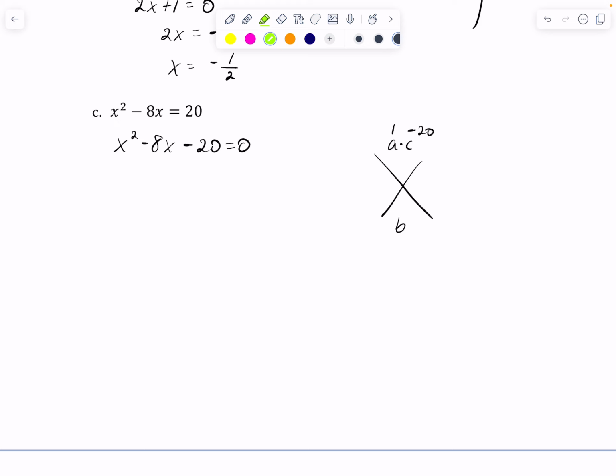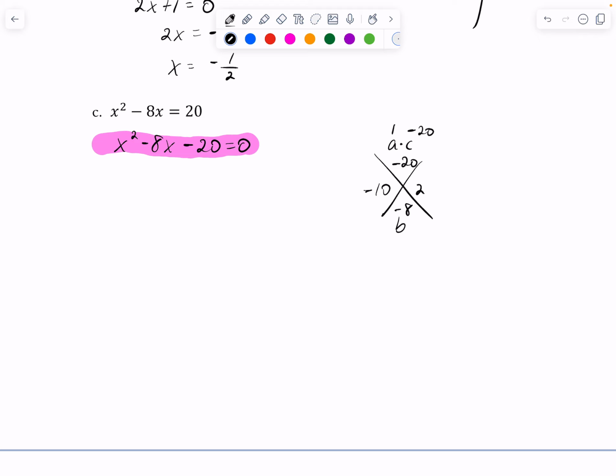Even though I changed the problem in terms of how it looks, I didn't actually change the equality. Still fine. So you'll notice C is -20. B is -8. So I need two numbers that multiply to give me -20 and add to give me -8. I'm thinking 10 and 2 here. Let's try -10, +2. Yes, that would work.